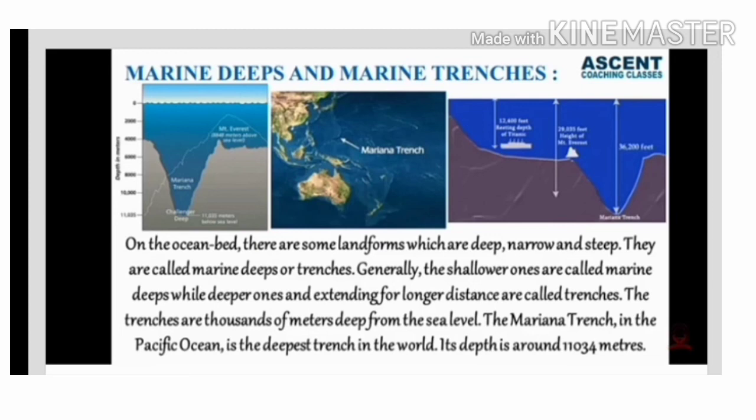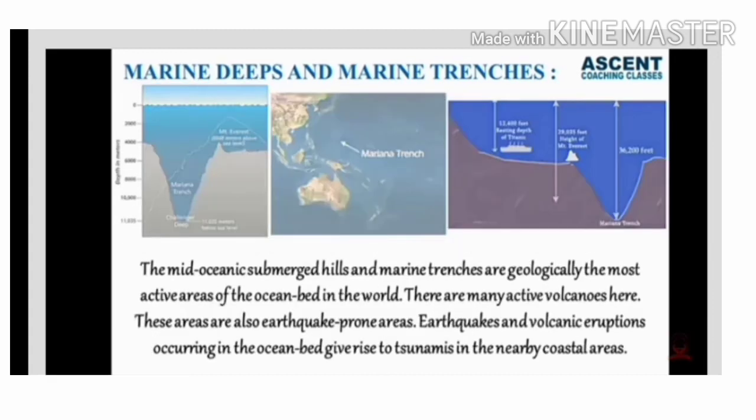So, marine trench in the Pacific Ocean. Mariana Trench in the Pacific Ocean is the deepest trench in the world. So the deepest trench in the world means Mariana Trench. Its depth is around 11,034 meters. The mid-ocean submerged hills and marine trenches are the geologically most active areas of the ocean bed in the world.